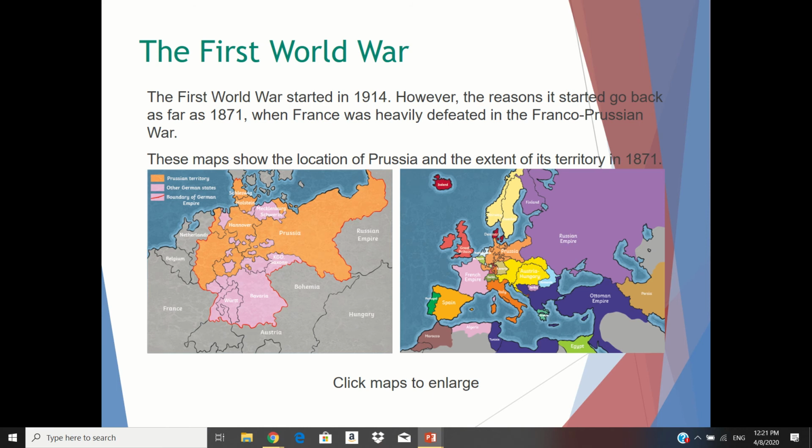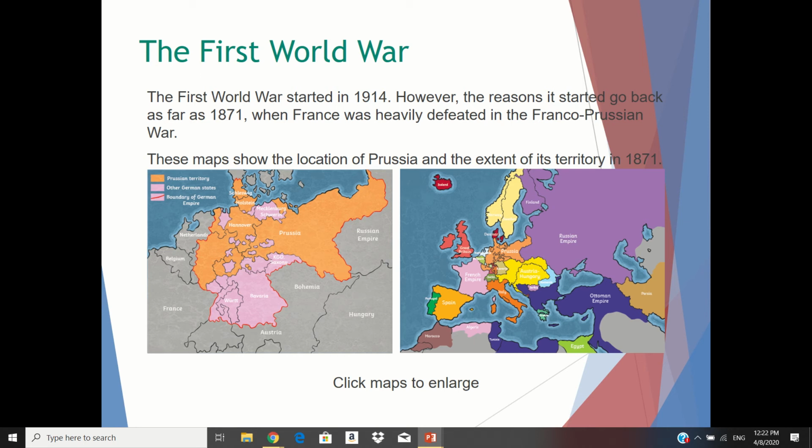The First World War. The First World War started in 1914. The reasons it started go back as far as 1871, when France was heavily defeated in the Franco-Prussian War, and these maps show the location of Prussia and the extent of its territory in 1871.